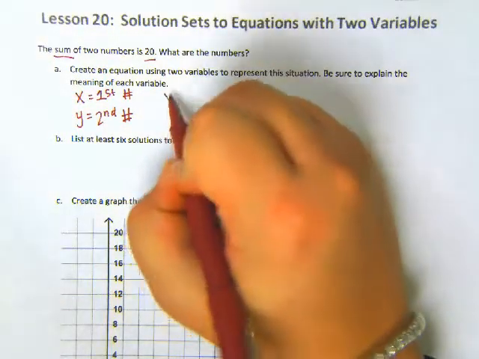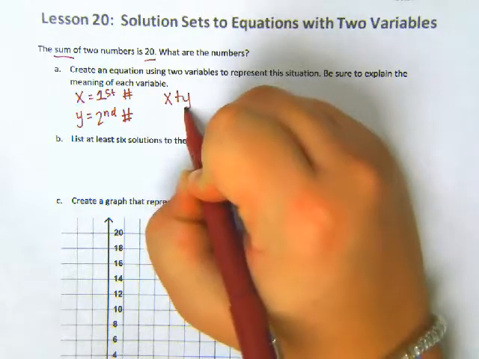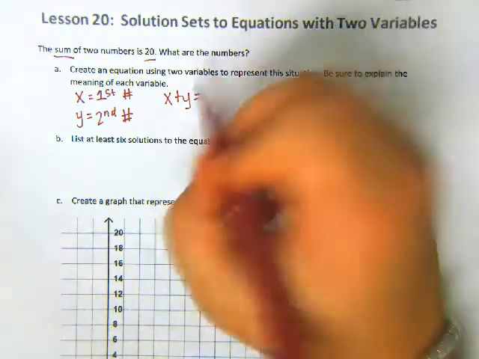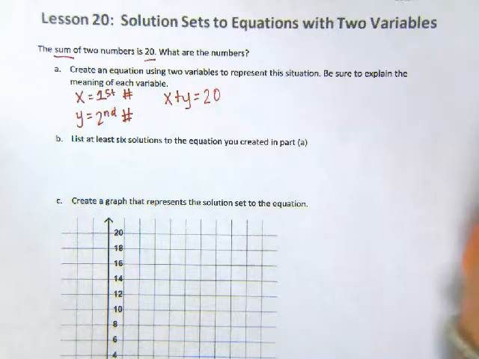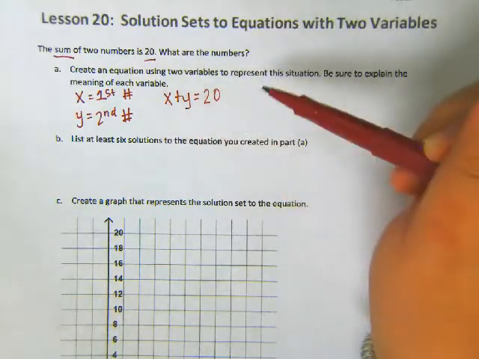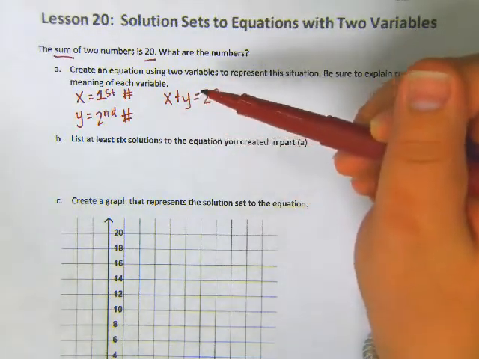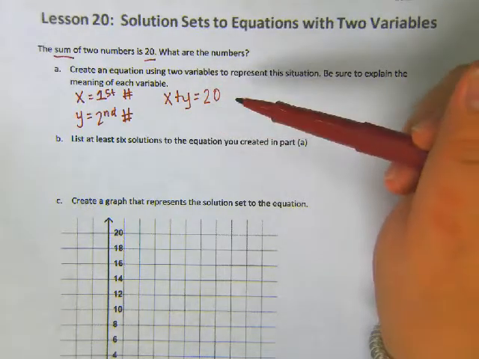So if I add my first number and my second number, the sum of that is going to equal 20. So this is going to be our equation, x plus y equals 20, that we can use to find any combination of two numbers that are going to add to equal 20.